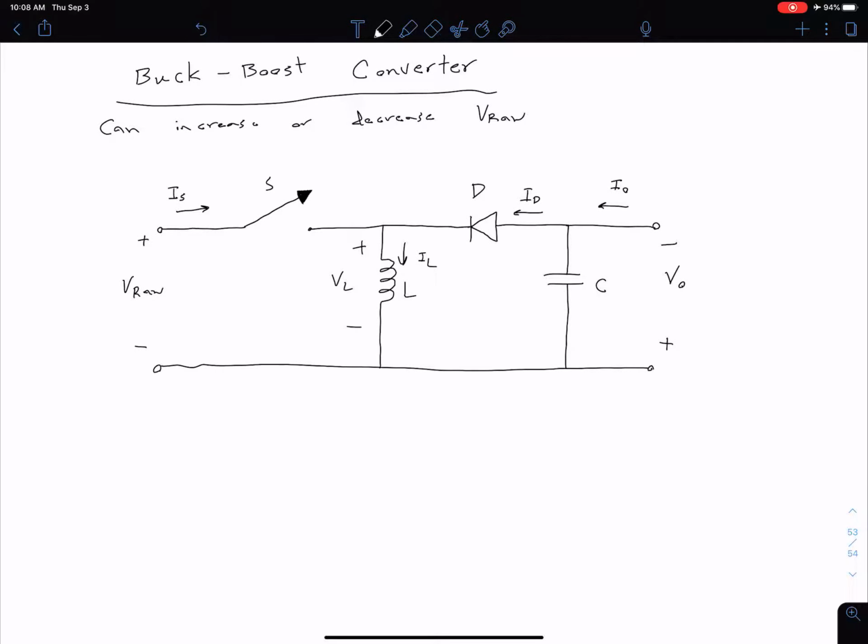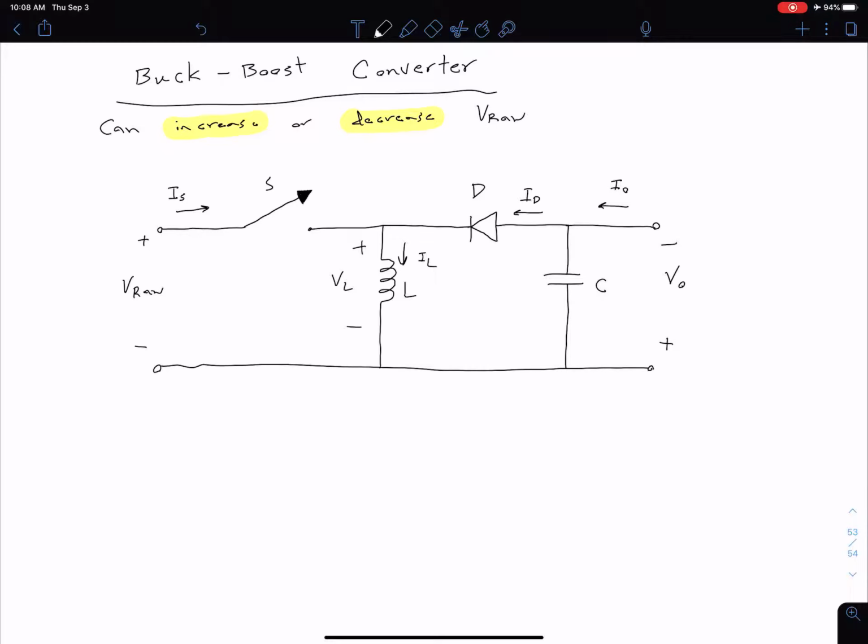The next type of converter that we're going to look at is our buck-boost converter. We're not going to go into as much detail with this converter, but we still want to go over the highlights. As we talked about in our overview, our buck-boost converter is capable of either increasing or decreasing our V raw depending on certain circuit configurations and operation parameters.